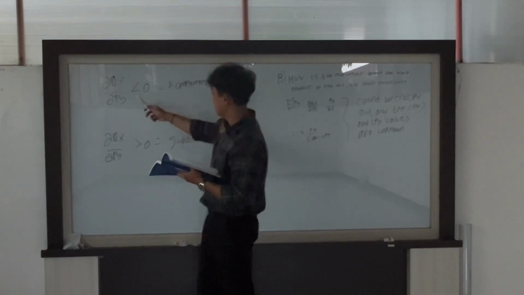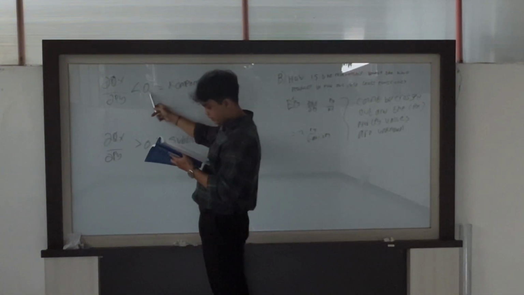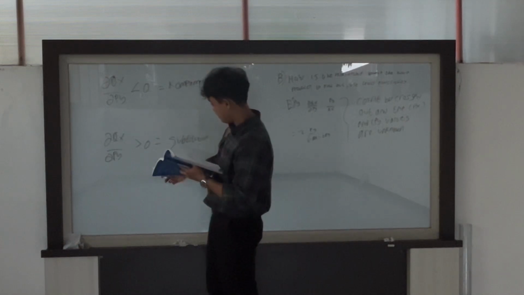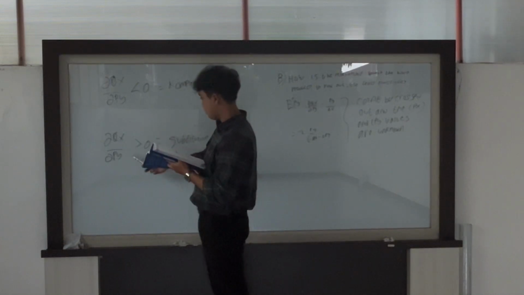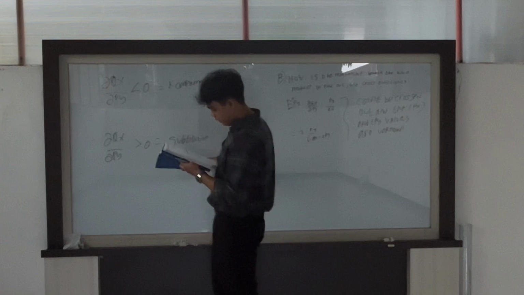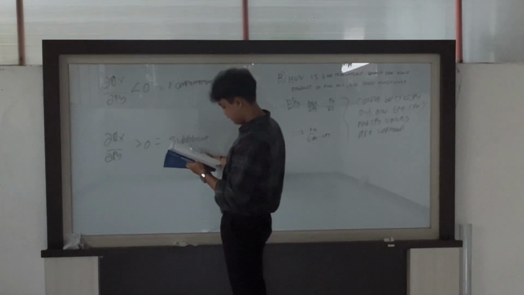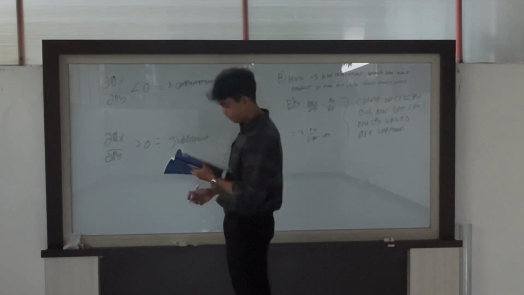So we use ∂QX over ∂PA. If it is less than 0, then it is complementary, and if ∂QX over ∂PA is greater than 0, then it has the substitution property.